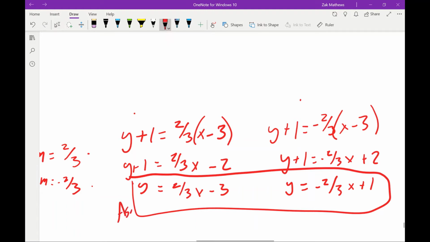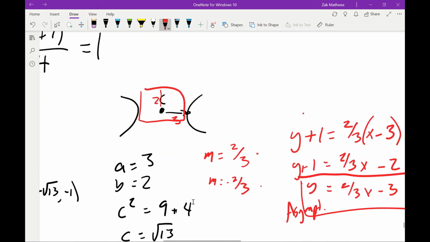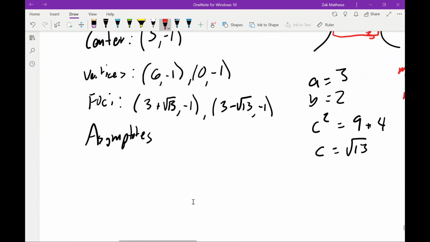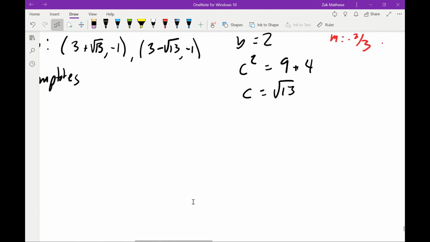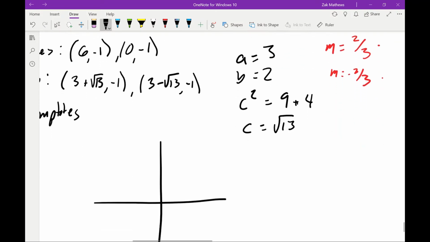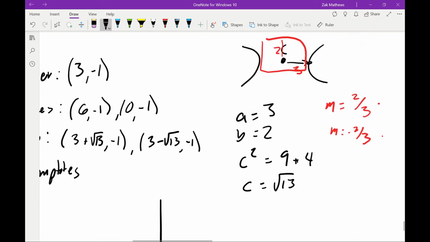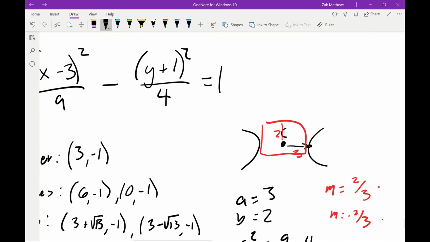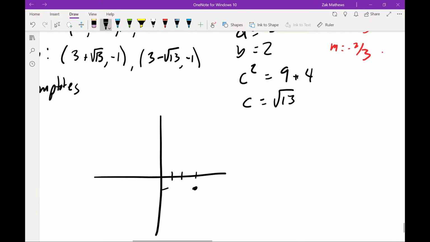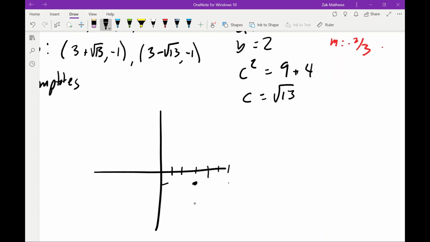And so just in the interest of time, I'm going to call those my asymptotes and not move them over to the right. But those are my asymptotes. And so now I have everything I need to graph this thing. So I'm going to start with my center, 1, 2, 3, negative 1. I know to get to my vertices, I have to go left and right by 3. 1, 2, 3. So that's going to be a vertex.